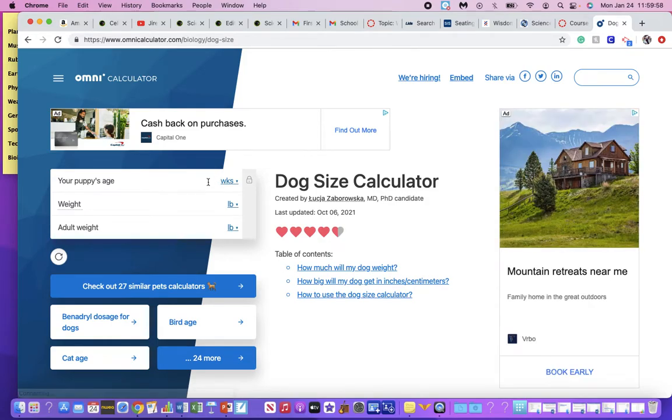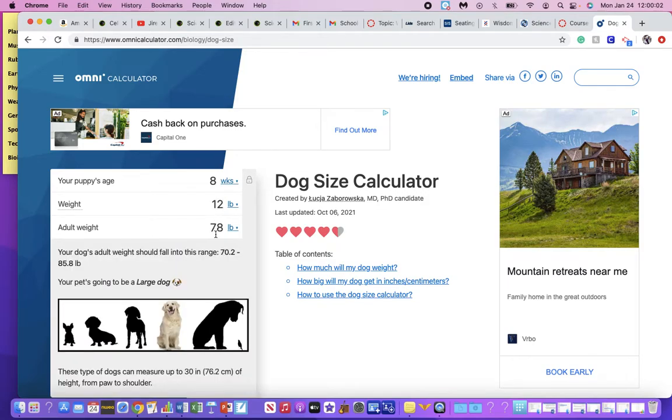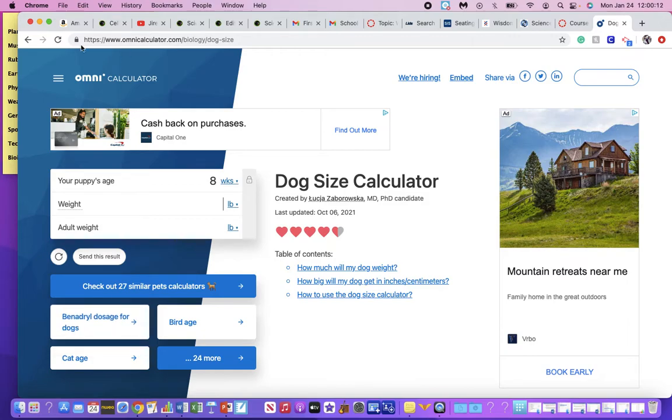And so for my first data, I had that he was 8 weeks old and 12 pounds, because that's what they told me. And they predicted him to be about 78 pounds full grown. And I didn't know if this was accurate or not, this website.